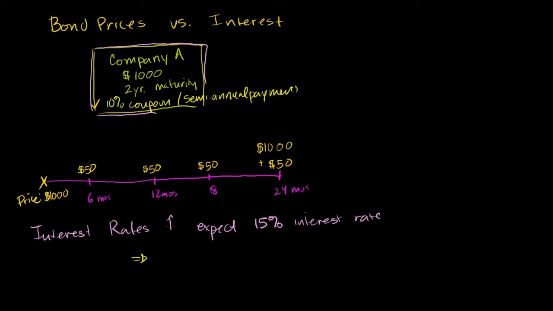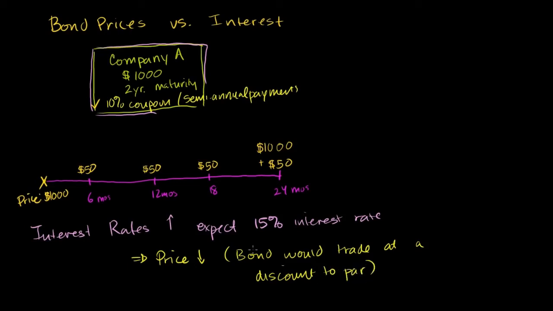If interest rates go up, someone willing to buy that bond, they'll say, gee, this only gives a 10% coupon. That's not the 15% coupon I can get on the open market. I'm going to pay less than $1,000 for this bond. So the price will go down. Or you could essentially say that the bond would be trading at a discount to par. Now, let's say the opposite happens.